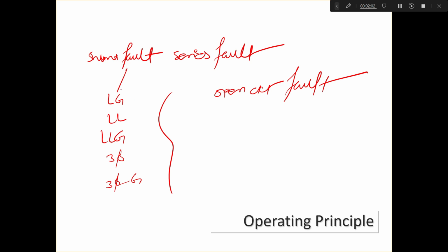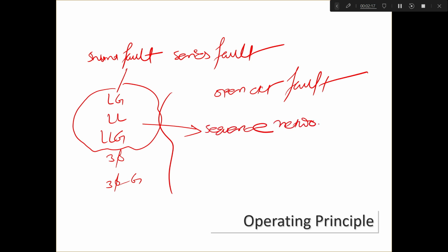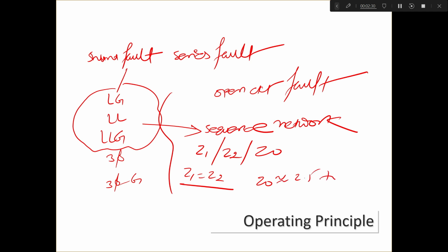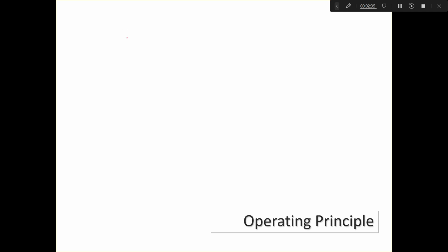Now the analysis of these unbalanced faults, that is LG, LL, LLG, is generally done by sequence networks. And the transmission line sequence impedances are positive sequence, negative sequence, and zero sequence. Generally, the positive sequence and negative sequence impedances are equal, and the zero sequence impedance is 2.5 to 3 times the positive sequence impedance.